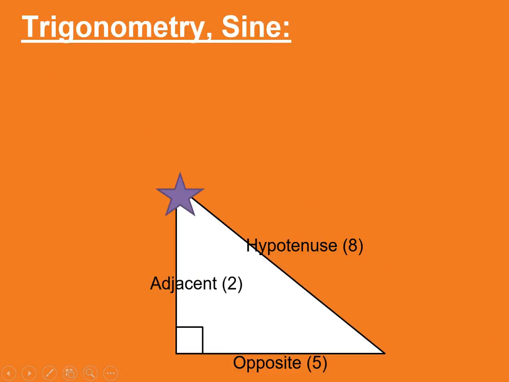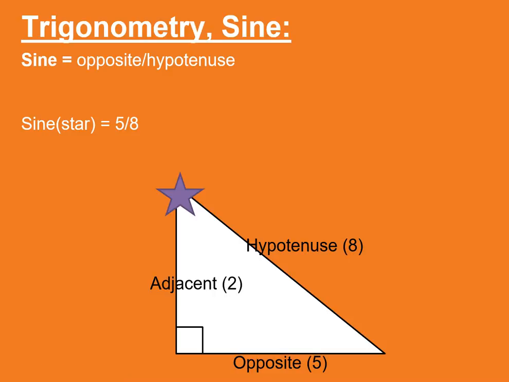A lot of times it'll ask you to find the sine. The sine is the opposite side over the hypotenuse. So if this is my angle that I'm evaluating here, so we'll say sine of star, it's going to be 5/8 because this is our opposite, and this is our hypotenuse. A lot of questions with trigonometry are just going to ask you to find the sine of some angle.